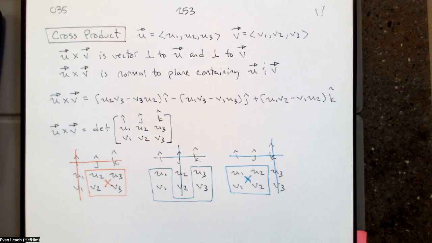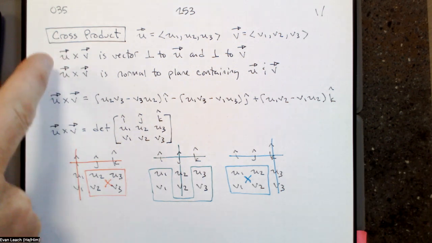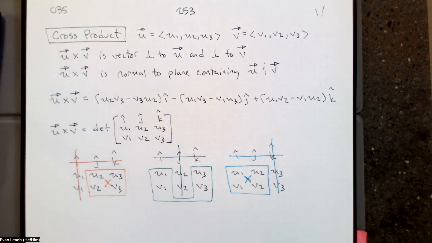U cross V is a vector normal to a plane containing U and V. These two statements say the same thing. This statement here is remembering how to calculate U cross V, and then down below is where that calculation comes from. The vector U cross V is the determinant of the 3x3 matrix with rows I, J, K, then the row U, and then the row V.